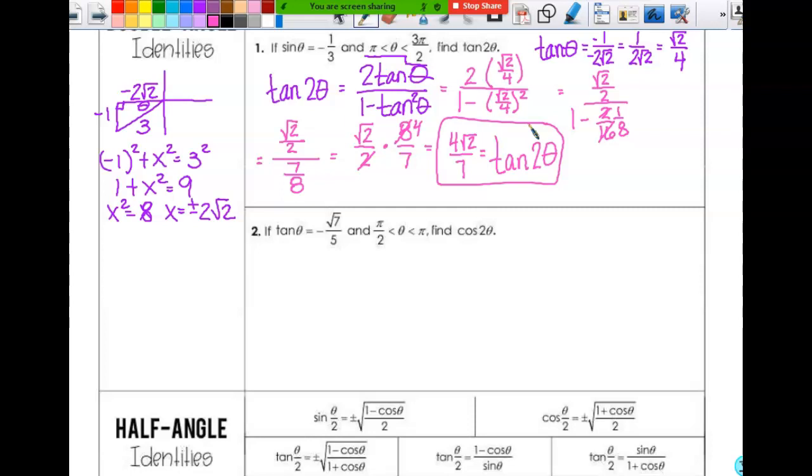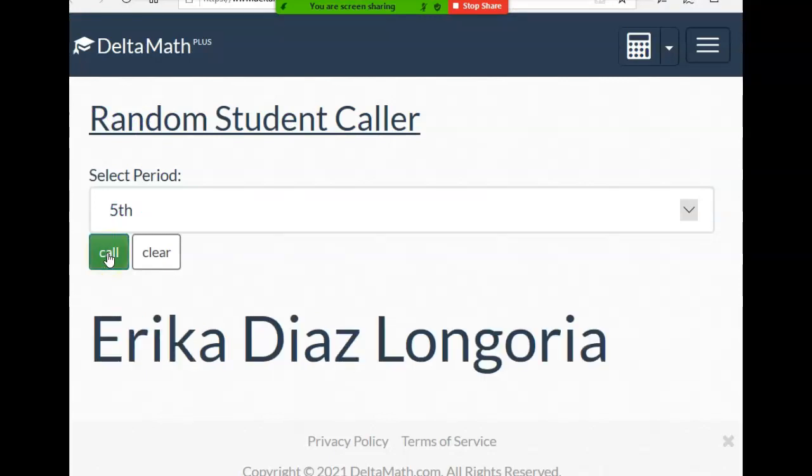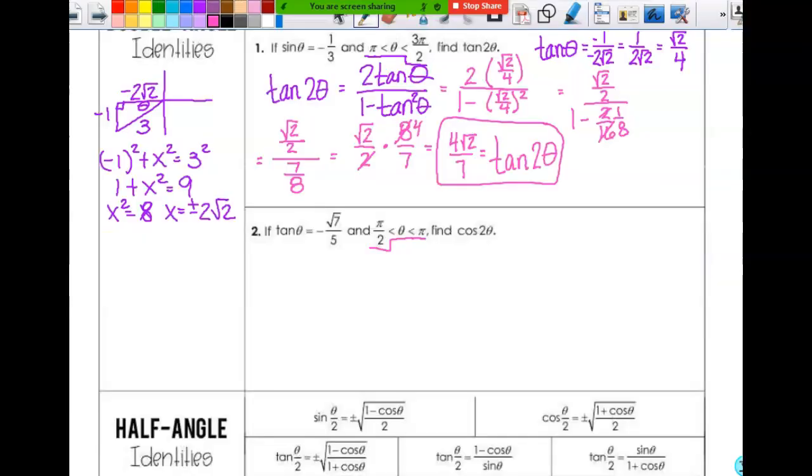Okie dokie. So if I look at number 2, they give me a tangent value and tell me that theta is between pi halves and pi, and I want to find cosine of 2 theta. So if theta is between pi halves and pi, what quadrant is that in, Erica? The second one, good. So I'm in quadrant 2.